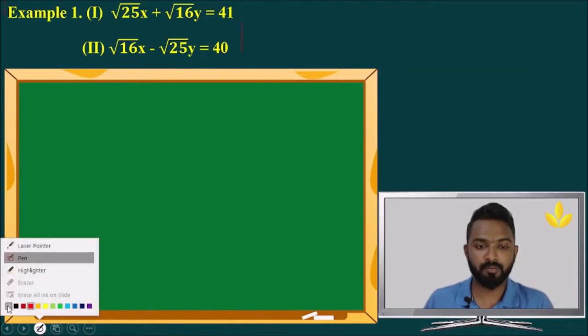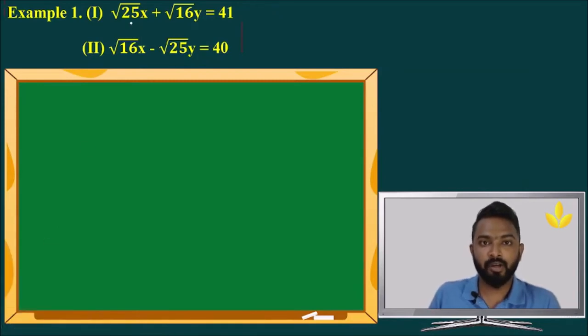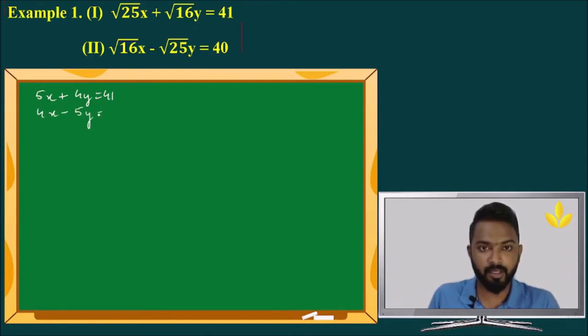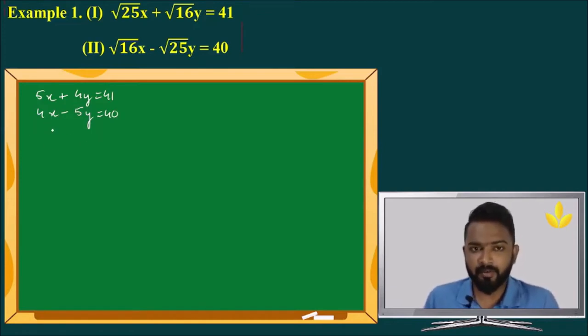Question number 1. Square root of 25x is nothing but 5x plus square root of 16y is nothing but 4y equals 41. Square root of 16x is nothing but 4x minus 5y equals 40. Let's solve both of them. There are many ways to solve a linear equation in two variables. Here I'll be using the elimination method.